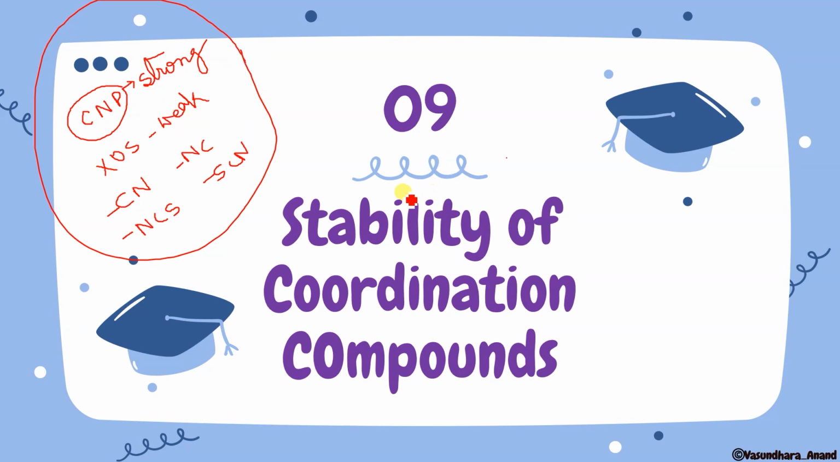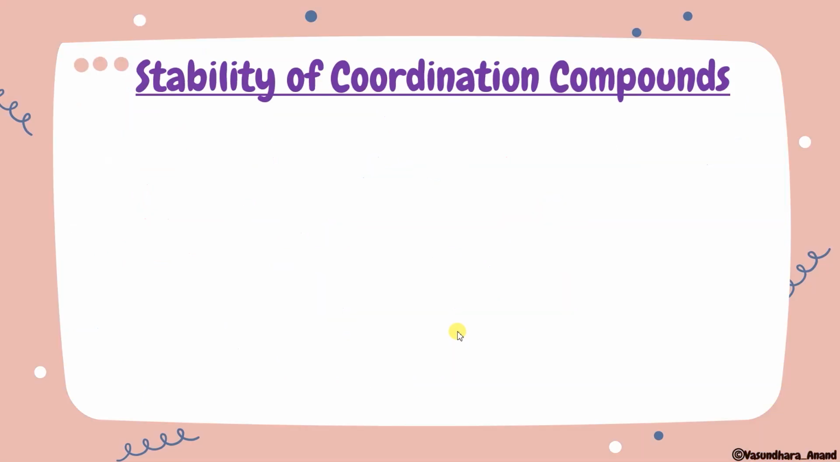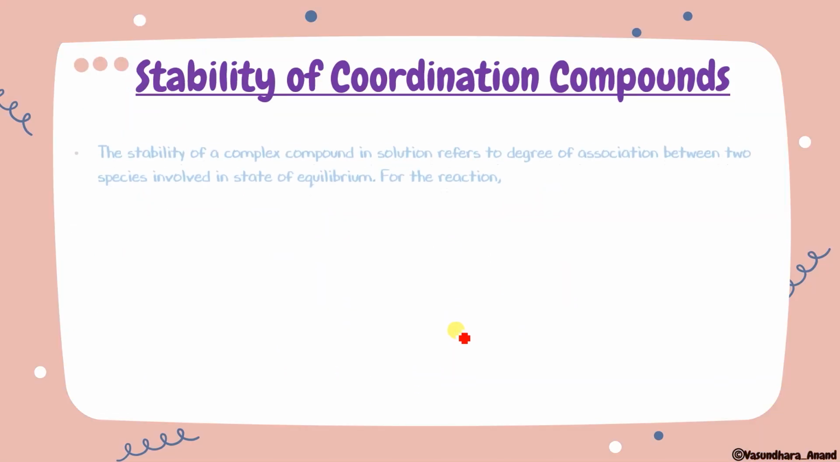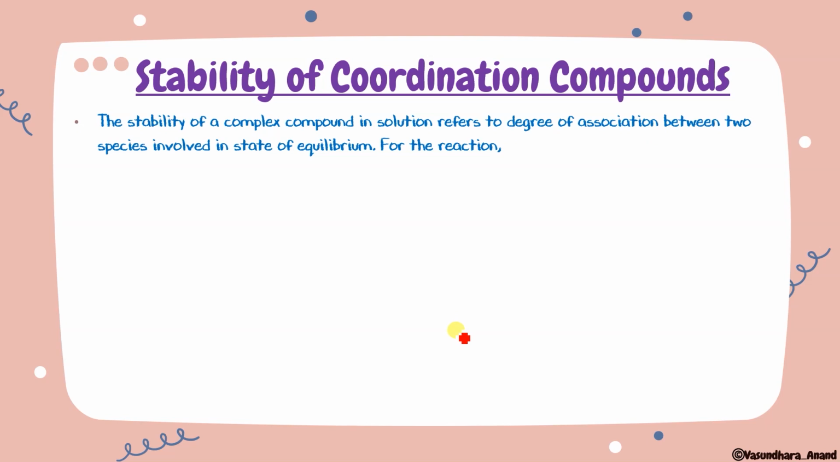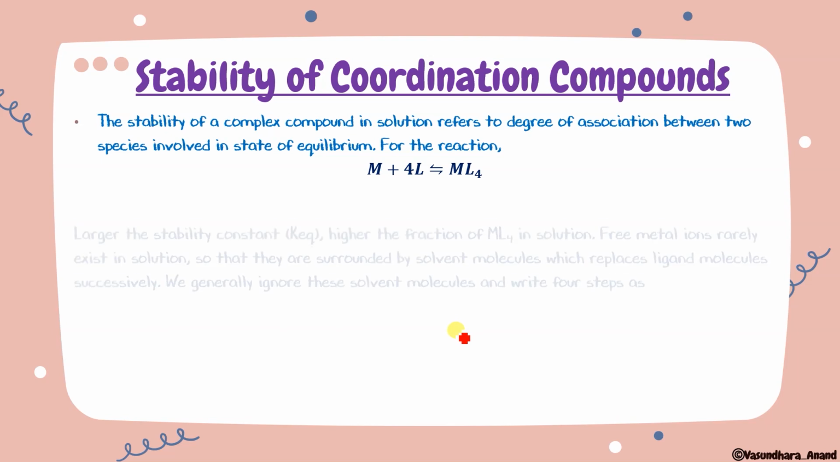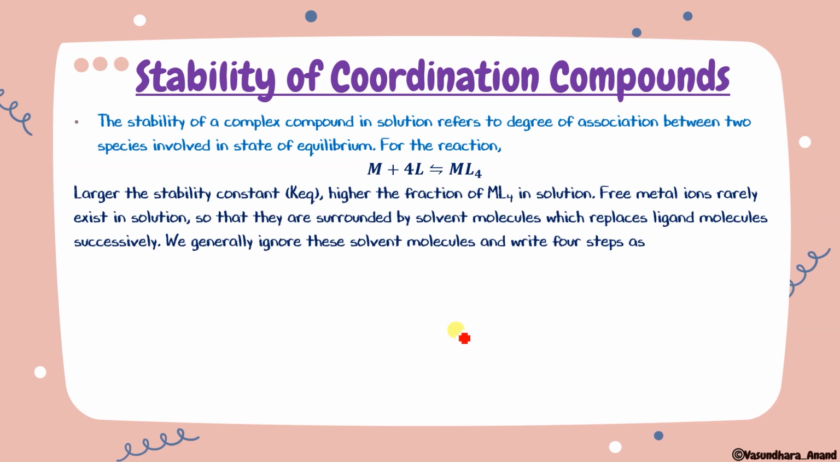So that's why, let's start with the stability of coordination compounds. How will it be explained? The stability of a complex compound in solution refers to the degree of association between two species involved in a state of equilibrium. For the reaction M plus 4L forming ML4, as the equilibrium constant we will write ML4 upon the concentration of M into the concentration of L to the power 4, isn't it? That is how we have written in the equilibrium chapter.